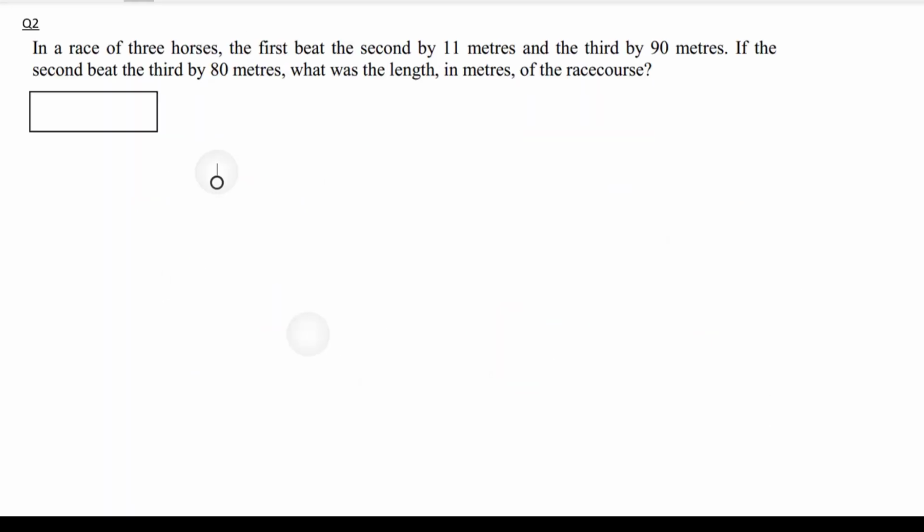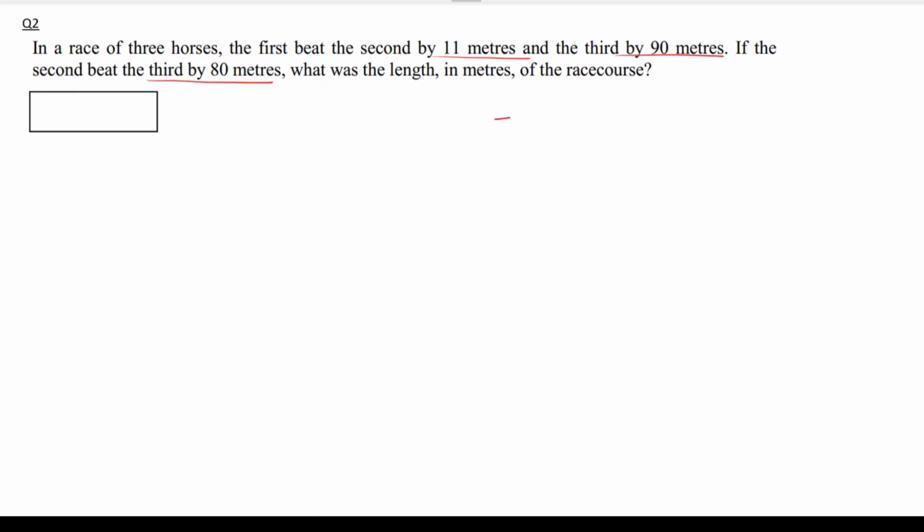Question: in a race of 3 horses, the first beat the second by 11 meters and the third by 90 meters. If the second beat the third by 80 meters, then we need to find the length of the race course. It is a very typical question from the TSD topic. If you have scored a decent number of marks, you must have seen this question earlier.